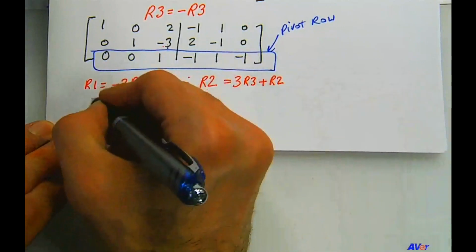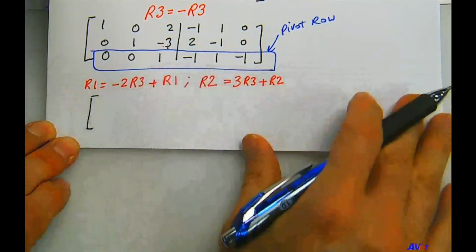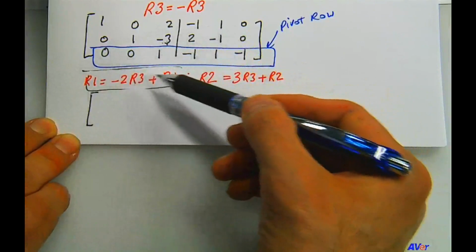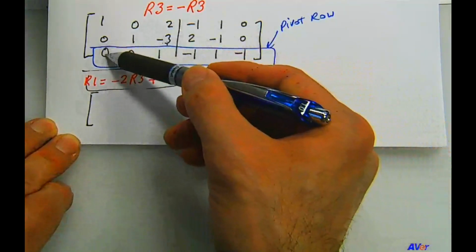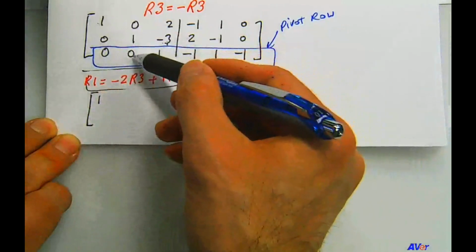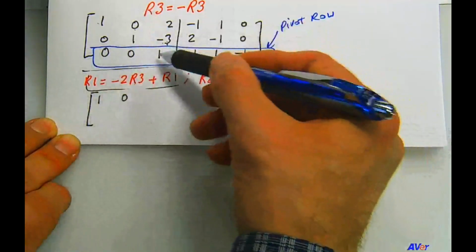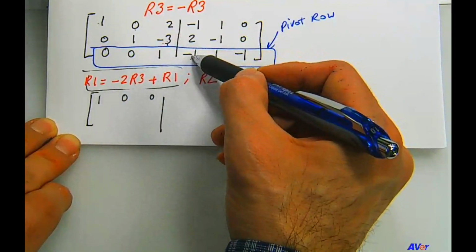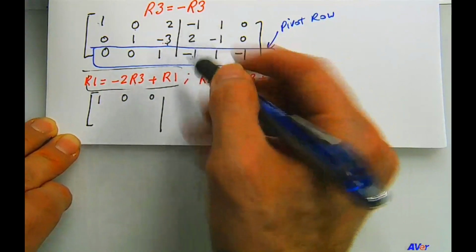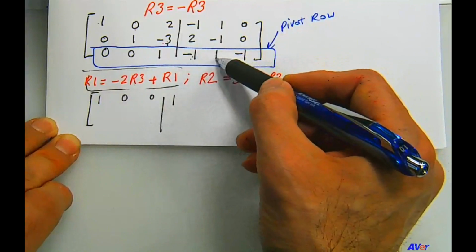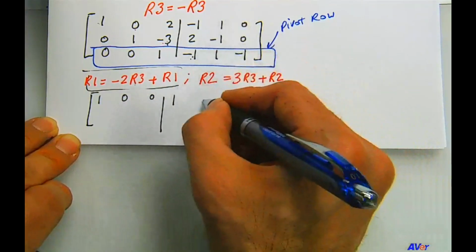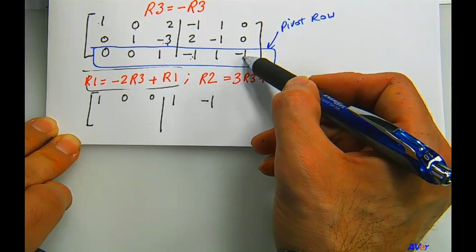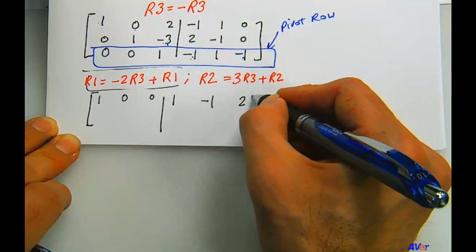I think I can fit it right here at the bottom. Barely, but it'll fit. Okay, so we're going to do this row operation first. -2 times row 3 plus row 1. So -2 times 0 is 0 plus 1, 1. -2 times 0 is 0 plus 0, 0. -2 times 1 is -2 plus 2, 0. -2 times -1 is +2 plus -1, +1. -2 times 1 is -2 plus 1 is -1. -2 times -1 is +2 plus 0 is +2.